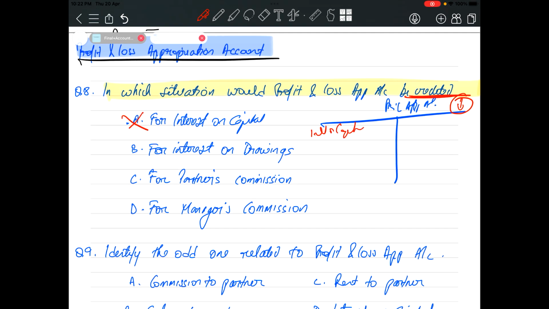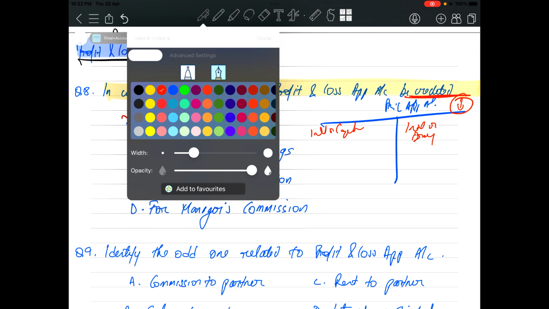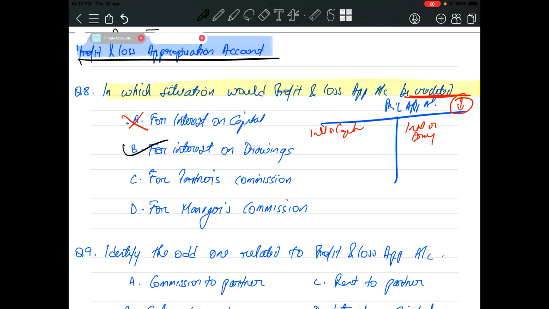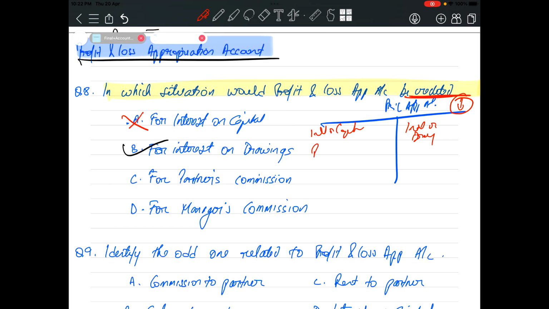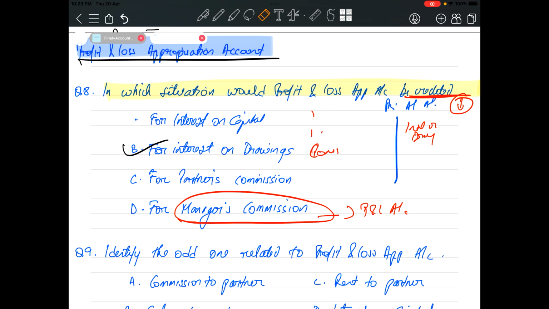So this is not the right option. Interest on drawings, yes, it will come on the credit side. So this can be the right answer, but we will not be in a hurry, we'll check all the options. For partner's commission, where will it come? Commission will come on the debit side. For manager's commission, will it come to the P&L appropriation account? No, it is an item of the profit and loss account. So the right answer will be B.